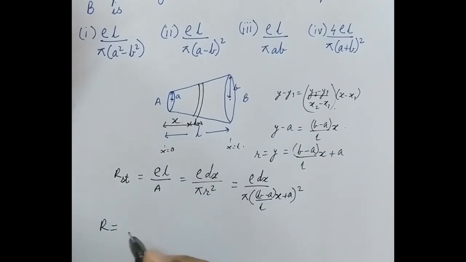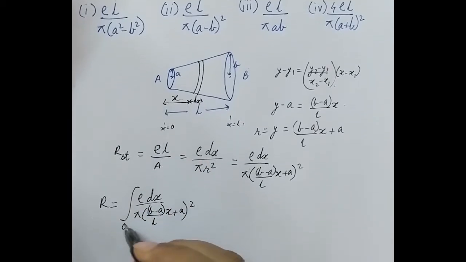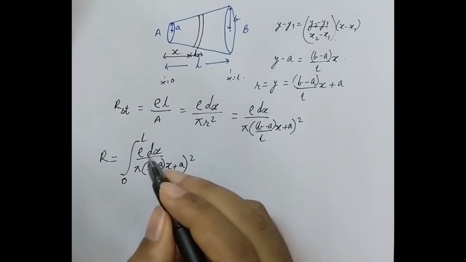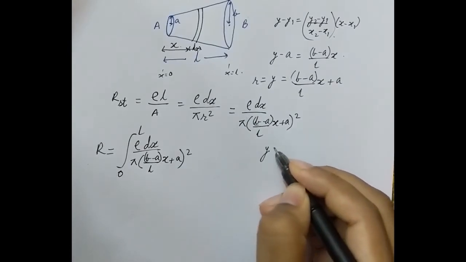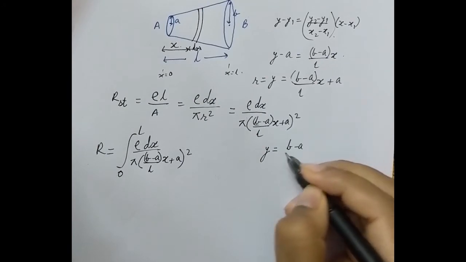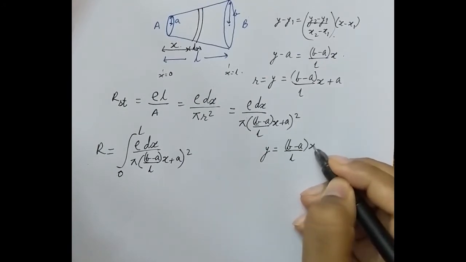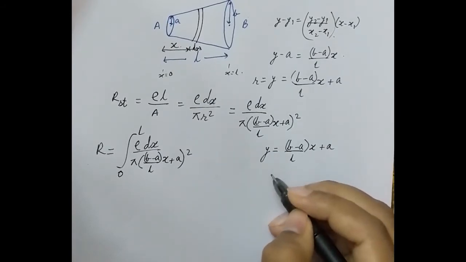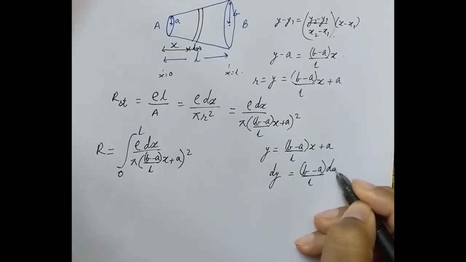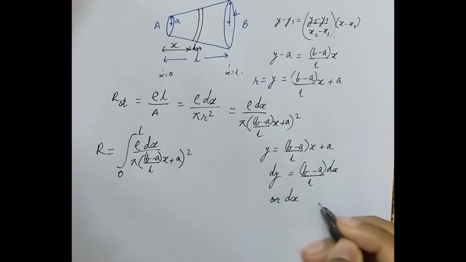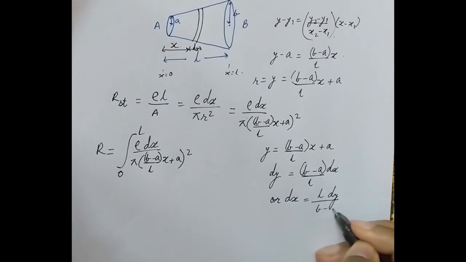So the total resistance becomes the integration of rho dx by pi times (B minus A by L into x plus A) whole square. The limits range from x equal to 0 to x equal to L. We use the substitution method here. We consider y equal to B minus A by L into x plus A, so that we get dy equal to B minus A by L into dx, or dx is equal to L dy by B minus A.